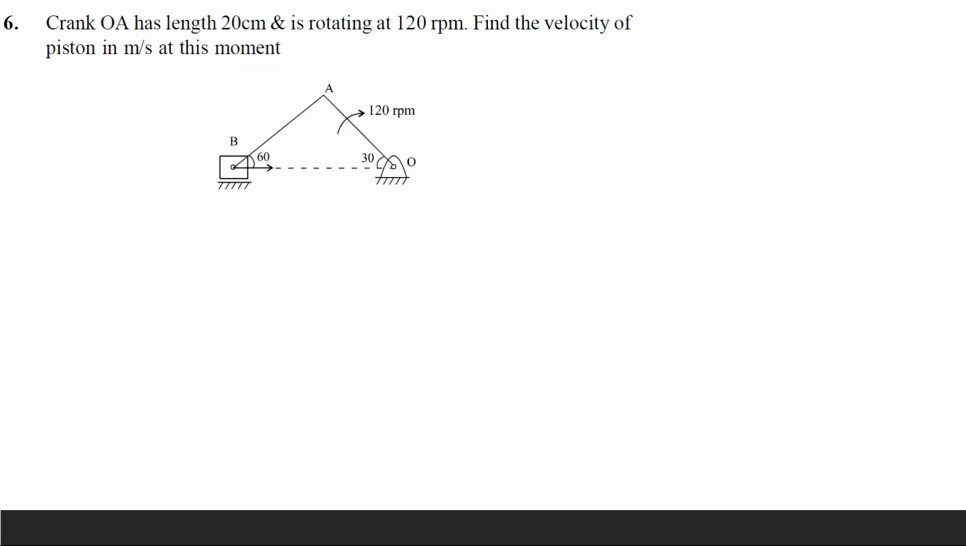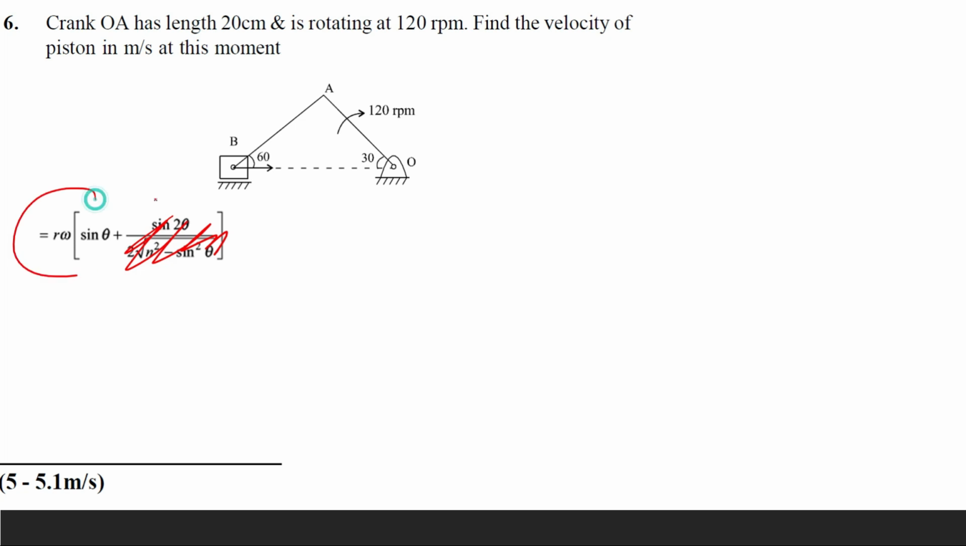And now crank OA has length of 20 centimeter and is rotating at 120 rpm. Okay, so length of crank is given and rpm of crank is given. Find the velocity of piston in meter per second. So you know that L is not given, so you have to use the approximate relation. Okay, so when you do approximation, this term is neglected, and directly by putting the values you can calculate. Okay, so I hope you will do the calculation, so I am not doing the calculation here.